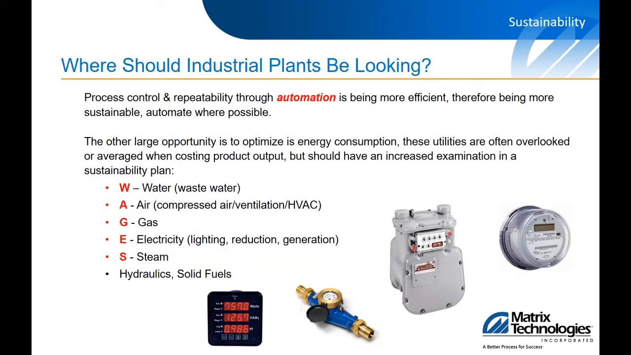So where should you be looking for all this? A lot of this will get done through process automation. Process control and repeatability through automation is definitely part of being sustainable. If your process is repeatable every day, your waste goes down, your raw material goes down, your energy goes down, all these things end up being more efficient. And again, efficiency equals sustainability, so you should be sustainable in that.